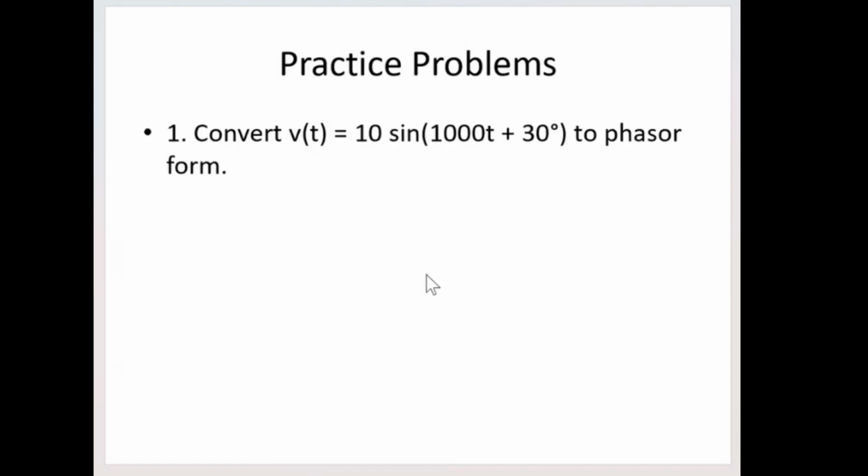Okay, let us have a few examples to solve together. For this practice problem, I would like you to pause the video, think about it, and try to solve it, then watch the rest of the video for the solution. The first problem is to convert a time domain voltage, which has a magnitude of 10, an angular frequency of 1000t, and a phase angle of 30 degrees, to a phasor format.